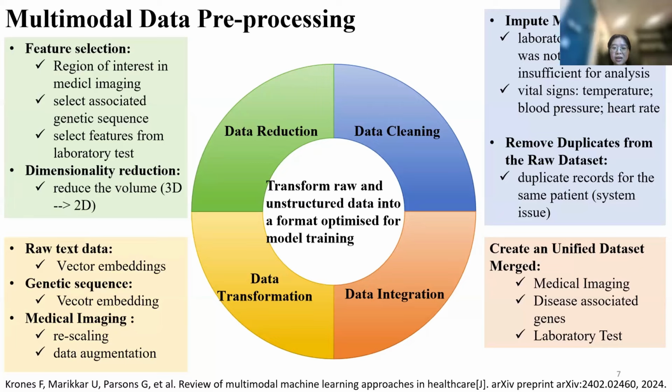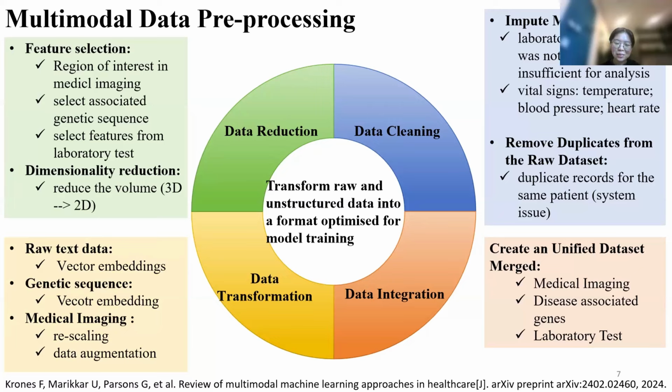After that, we could do data integration. Data integration means that we create a unified dataset and merge the different modalities of the data. For example, here we merge medical imaging, disease-associated genes, and laboratory tests. The reason I do it is that we need to ensure the consistency among different modalities. After that, the final step is data transformation.